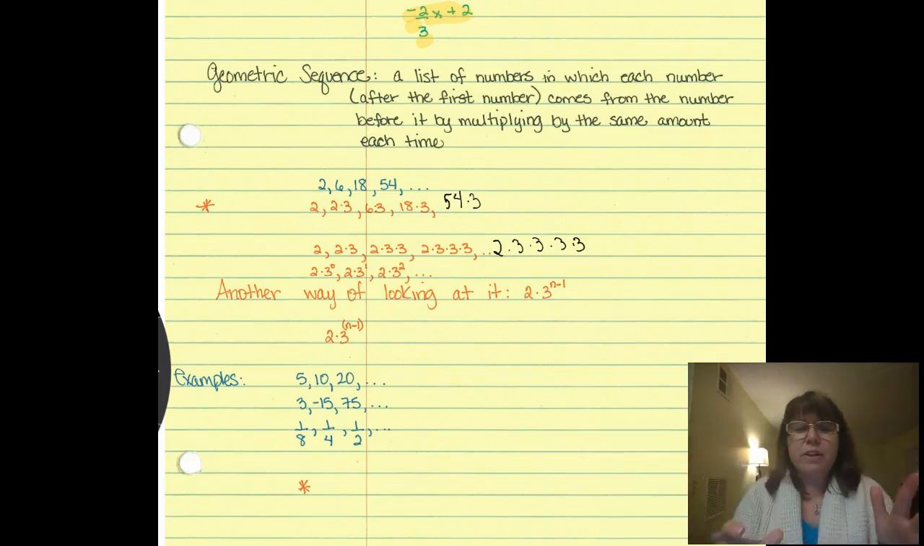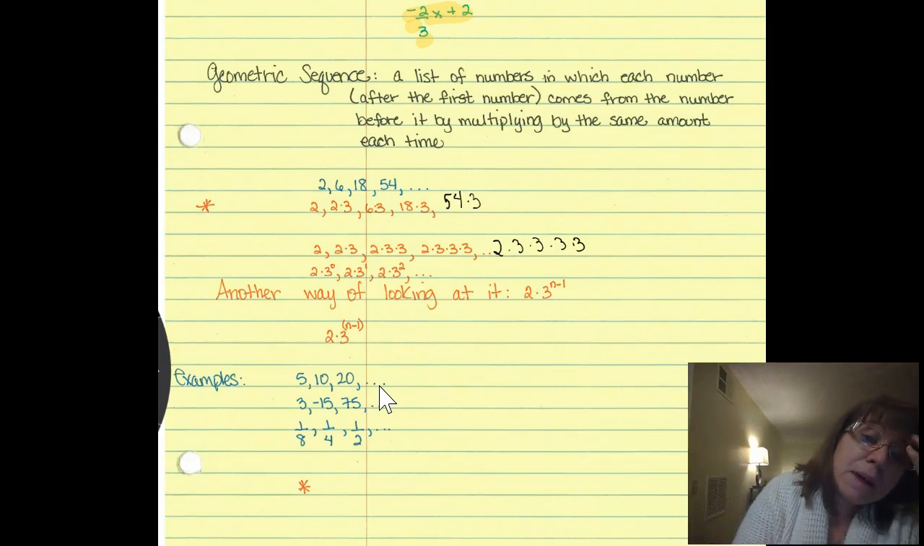So there's another way of looking at it using exponents, but I'm going to jump across that because this class is going to focus on that. So let's go ahead and check out some examples. So we have 5, 10, 20. What would be the next number?